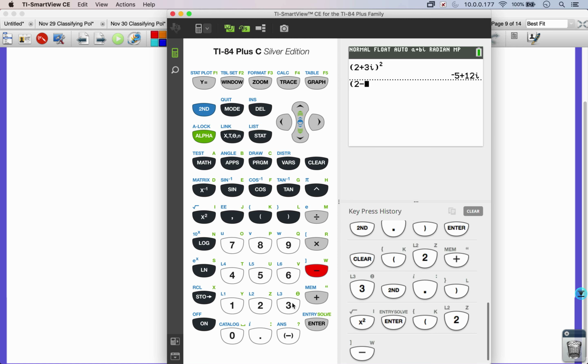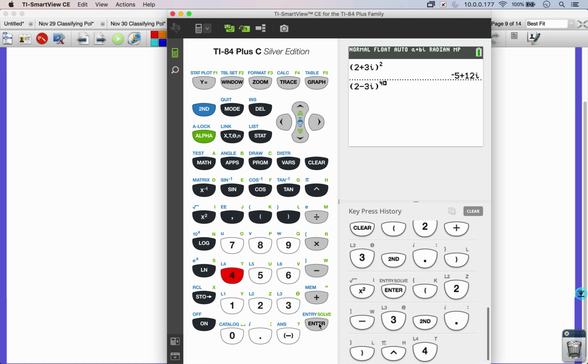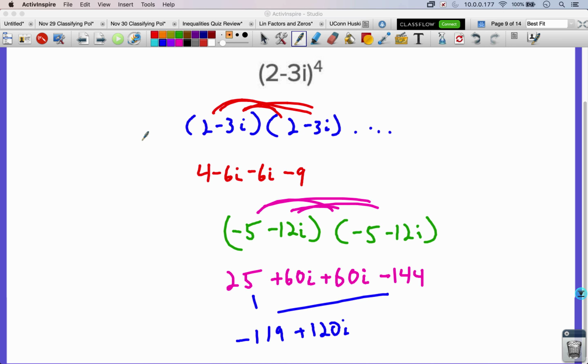2 minus 3i to the power of 4. And there we go, negative 119 plus 120i.